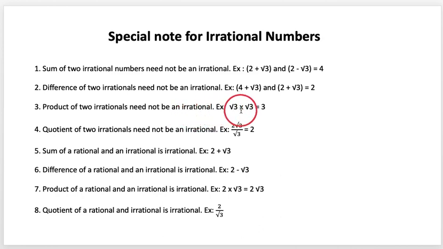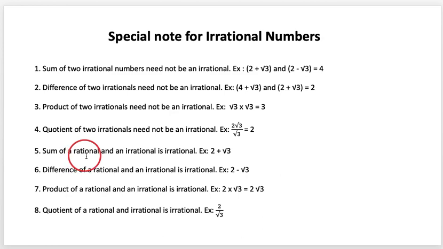Now the product. The product of two irrational numbers can be rational also. That's why the example is root 3 into root 3 is equal to 3. Similarly, the quotient of two irrational numbers need not be an irrational. In this case, we are getting 2.